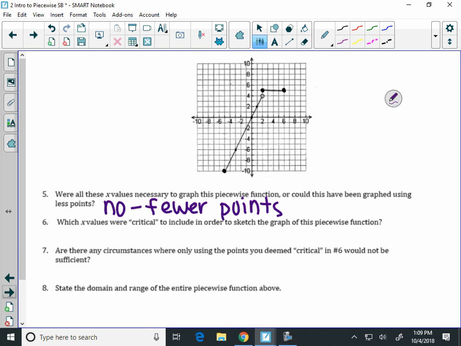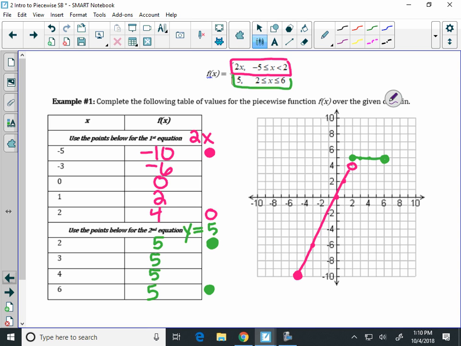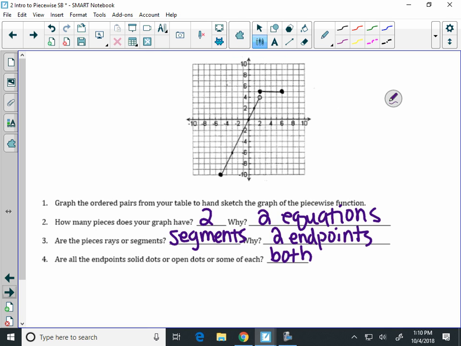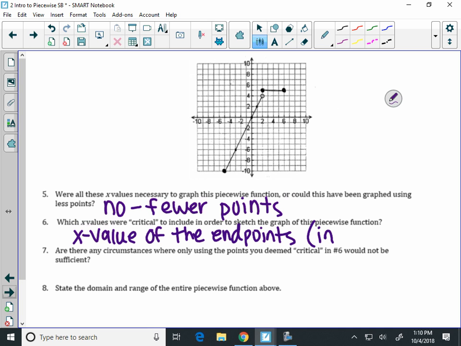The endpoints. You have to put the x value of the endpoints. Now, where do you find the x value of those endpoints? Up here in the domain. These numbers, the -5 and the 2, those are the x's of your endpoints. So you need to look at the x value in the domain for each graph. Right? Those inequalities are going to tell us what points we need to plot.